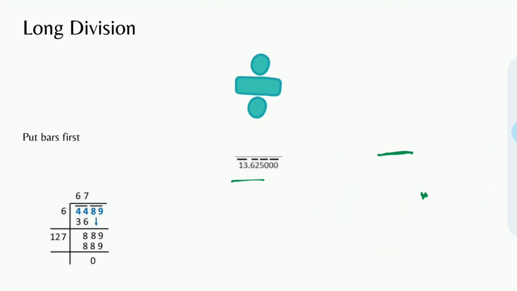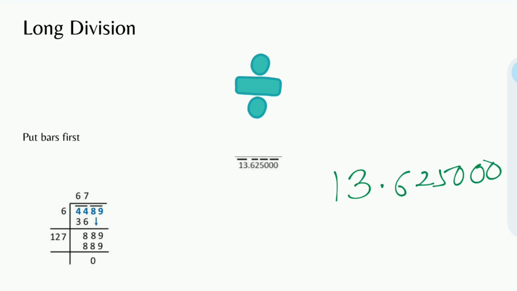I'll take another example, the one given here, 13.625000. Before the decimal it's right to left, and after the decimal it is left to right. So this becomes a bar on 13, and this becomes bars on 62, 50, and 00. So the first step for long division will always be putting up the bars.